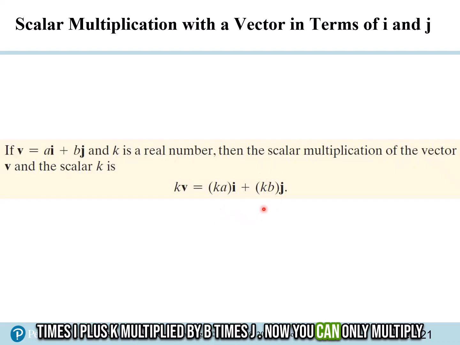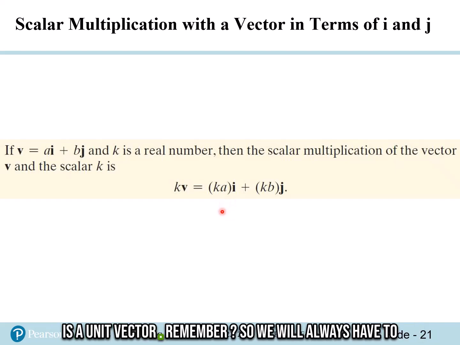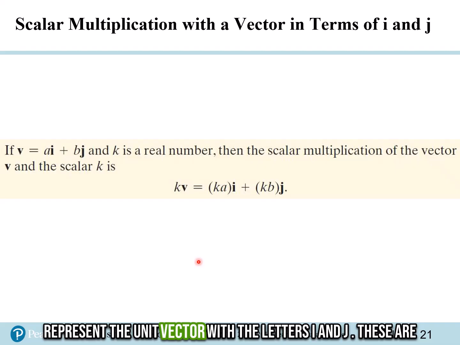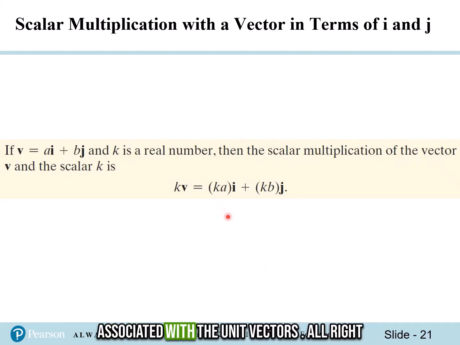Now, you can only multiply the two scalar quantities. You have to leave i as it is because i is a unit vector, remember? So we will always have to represent the unit vector with the letters i and j. These are vectors. You can only multiply the scalar quantities associated with the unit vectors, all right?